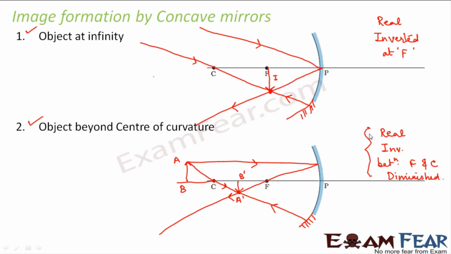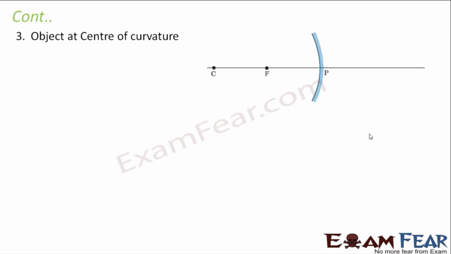I guess now you are getting an idea how we plot a ray diagram, and these diagrams are known as ray diagrams because we are playing with the rays of light. Let us look at the third case where the object is placed at the center of curvature. We are gradually bringing the object closer to the concave mirror, right? First it was at infinity, then it was beyond the center of curvature. Now it is at the center of curvature.